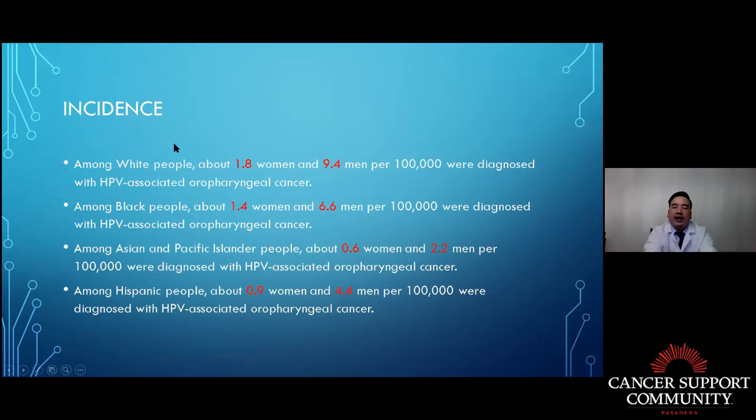Among Caucasians, in 100,000 people, 1.8 women were diagnosed with HPV-associated oropharyngeal cancer versus 9.4 men. Among Black Americans, about 1.4 women versus 6.6 men per 100,000. Much lower in Asian and Pacific Islander, 0.6 women per 100,000 and 2.2 men per 100,000. Among Hispanic people, about 0.9 women in 100,000 and 4.4 men. So we definitely see there's a bias towards Caucasian men.